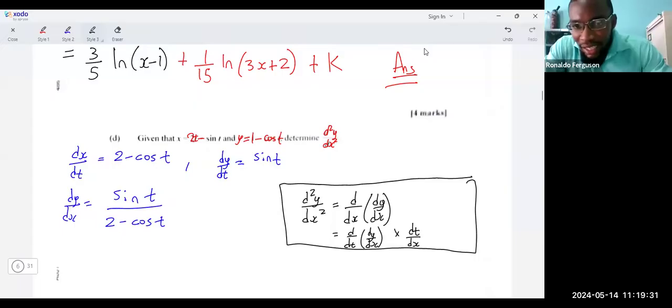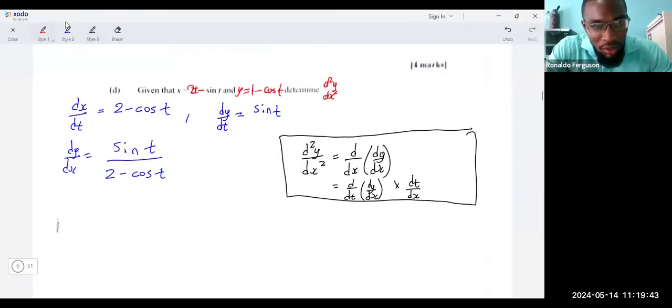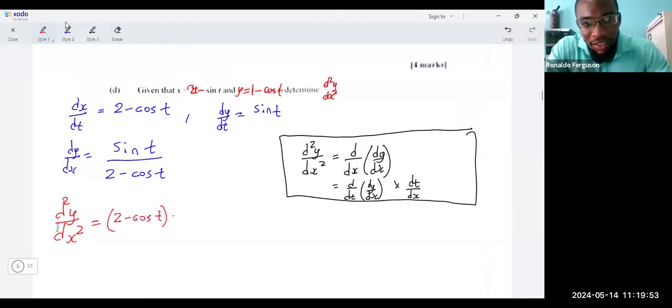So the dt's actually cancel if you look at it. Instead of differentiating with respect to x, you're going to differentiate with respect to t, then multiply it by dt by dx. Therefore d2y by dx squared is equal to, use quotient rule: start with the bottom, multiplied by the derivative of the top, minus the top, times the derivative of the bottom.